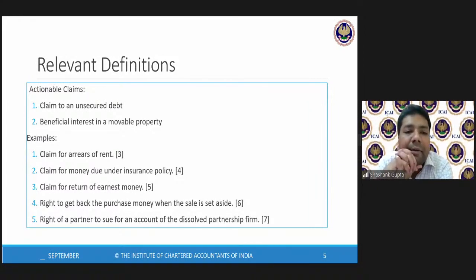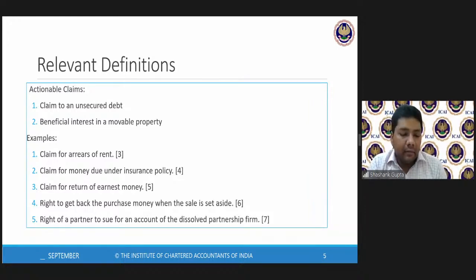Or it could be a beneficial interest in a movable property, that okay, there is this movable property, I have a right to it and I want to give up that right or a beneficial interest. So that is an actionable claim. Okay. So these are the examples along with the definition for an actionable claim.